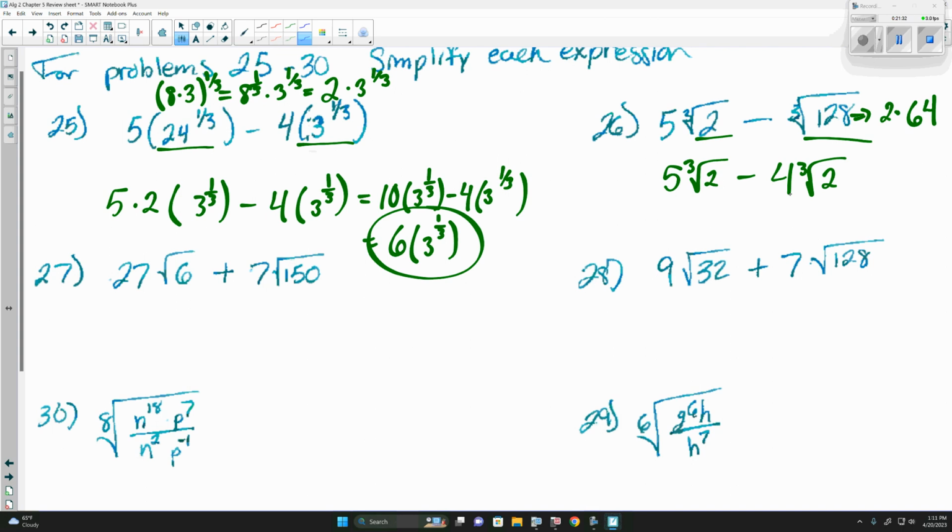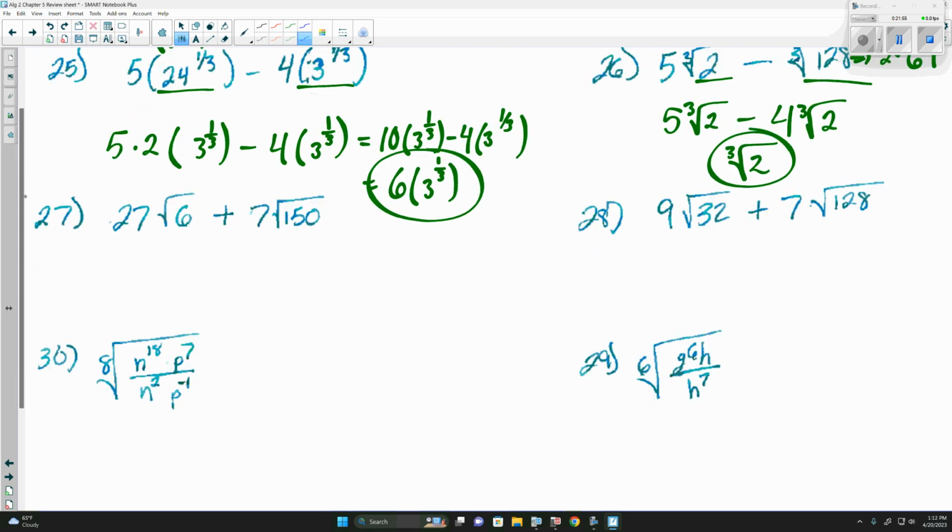Now we can subtract them. 5 cubed roots of 2 minus 4 cubed roots of 2 is just cubed root of 2. That's as far as it goes. Any questions on this here?